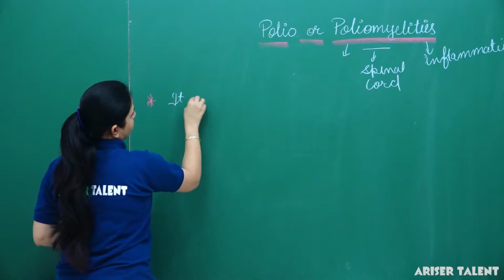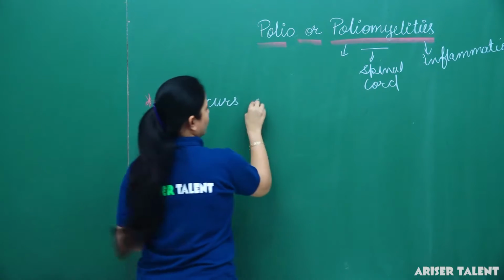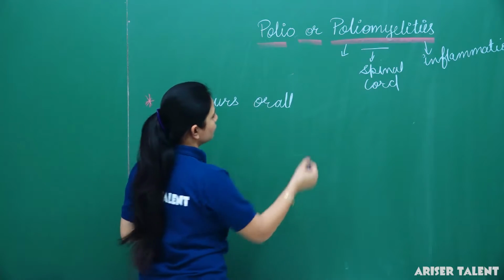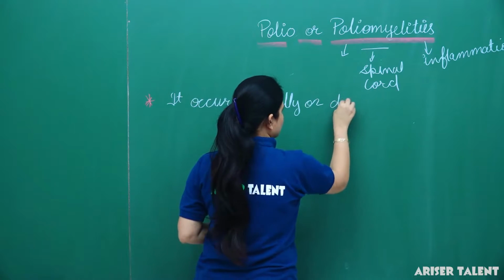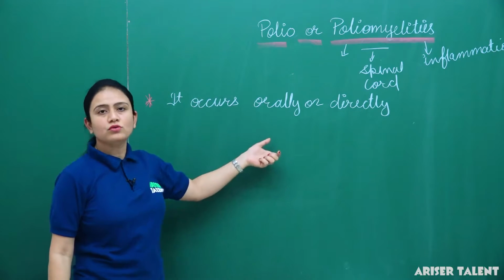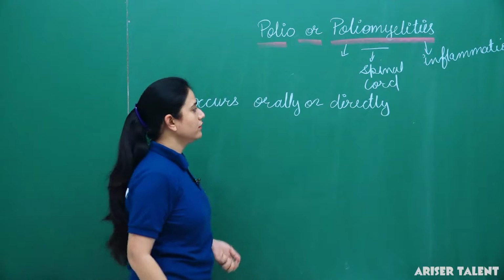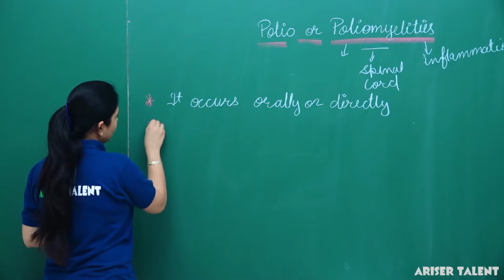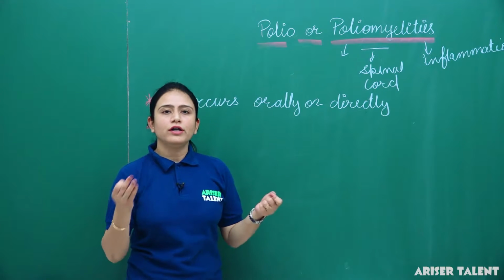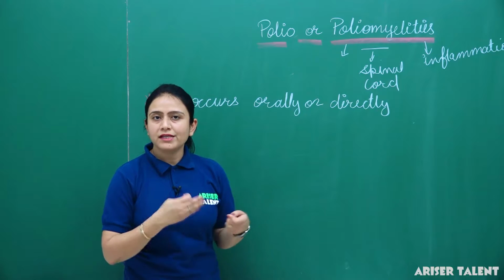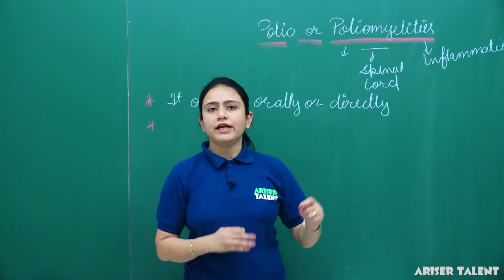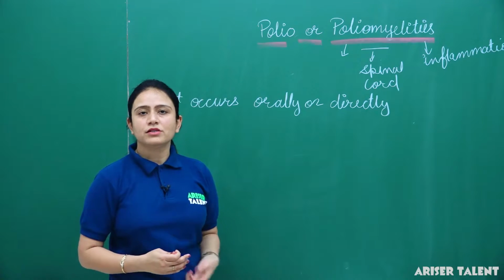It occurs orally or directly. The virus can enter through the mouth or directly. Then what happens when the virus enters the body? It can affect the throat or the intestine, then it multiplies there, and from the blood it goes to the brain and spinal cord, and there it can damage the nerves, even some parts of the brain.